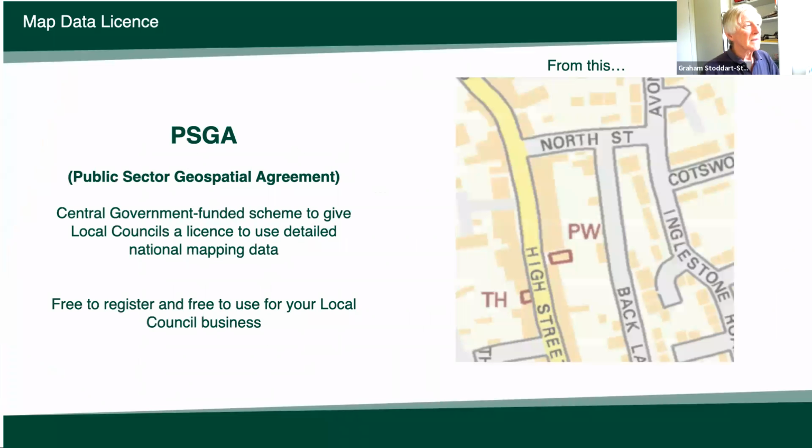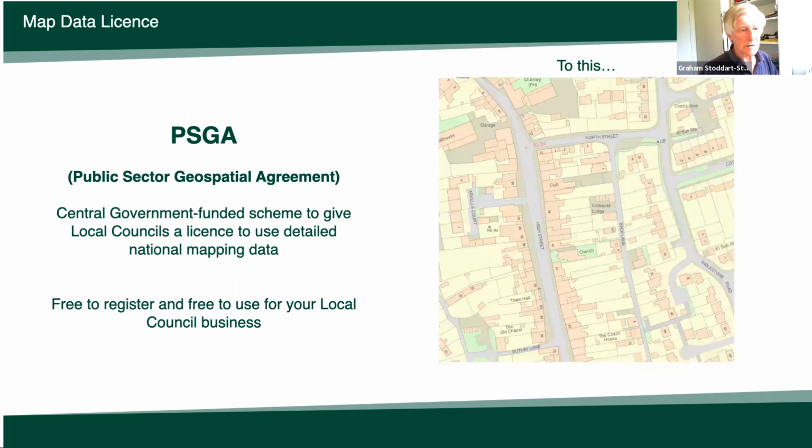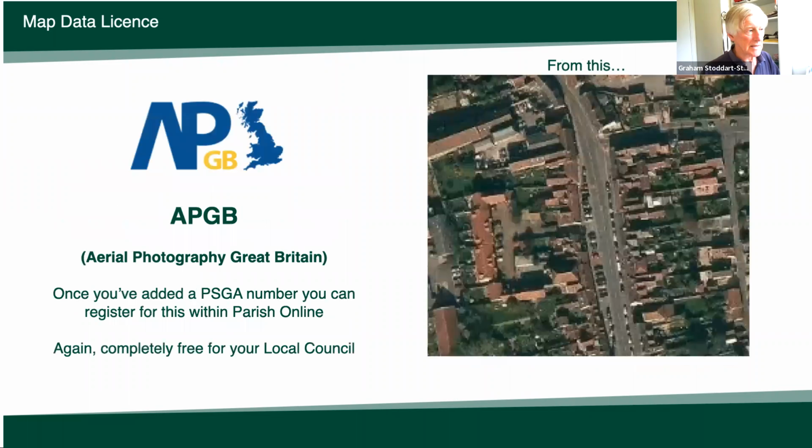So the first licensing thing is the public sector geospatial agreement. Everybody who's a council has access to this for free, but you do need to register if no one's done it so far. The difference it gives is that on the right-hand side here, you have a little map in some detail, which is basically the open source mapping, the open map that the Ordnance Survey produces, or you can go to this, which is a much better level of detail if you get your PSGA license. So if you haven't got it already, this is how you get it.